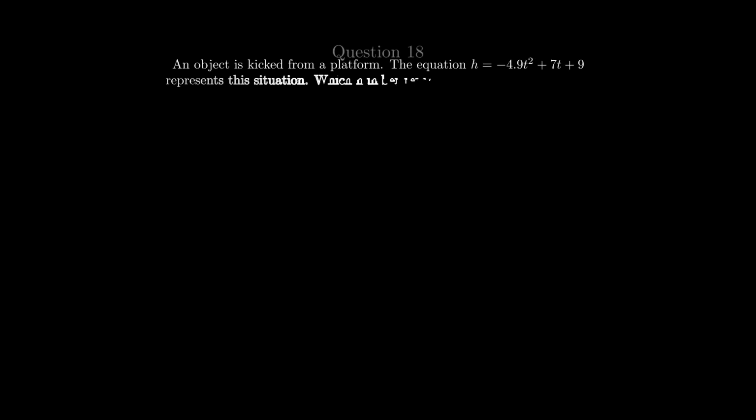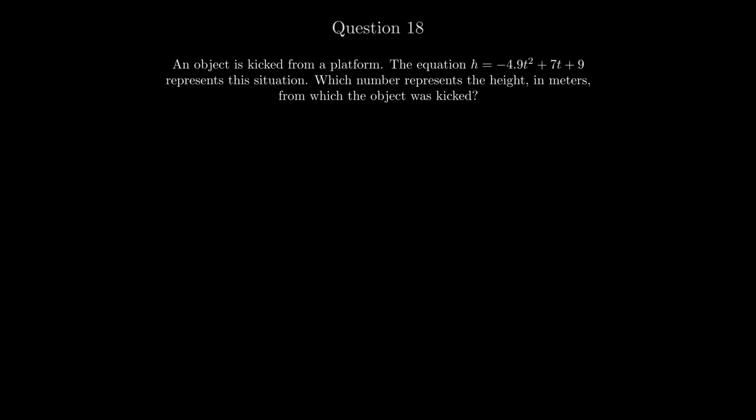In question 18, we have an object kicked from a platform. The height is given by the quadratic function h equals negative 4.9 t squared plus 7t plus 9. The question asks for the height from which the object was kicked. This means we need to find the initial height.